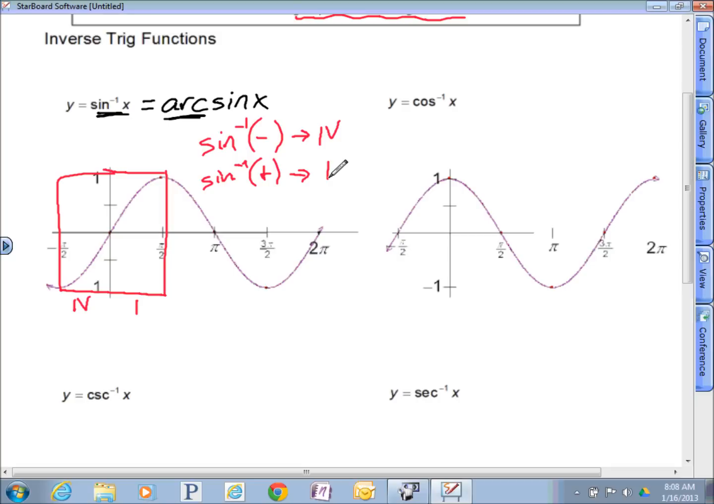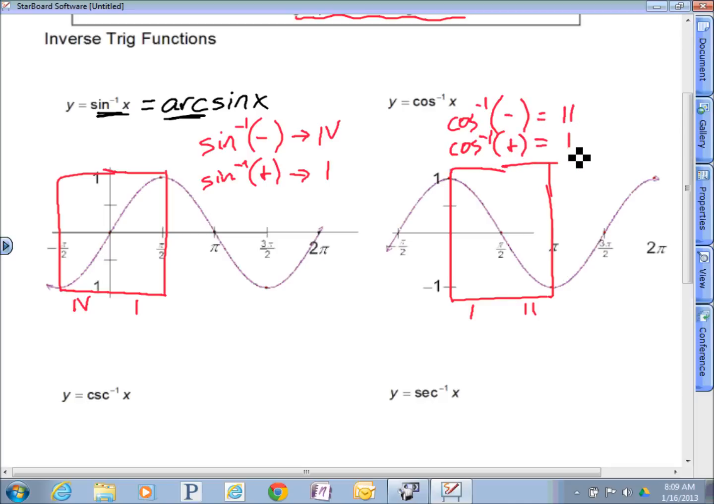With cosine, if we do the same thing, we don't want quadrants 4 and 1 this time because we wouldn't have any negative y values. So this time we limit the domain for cosine to go from 0 to pi. The 0 to pi over 2 radians would be quadrant 1, and pi over 2 to pi radians would be quadrant 2. So when we look at arc cosine, or cosine inverse, cosine inverse of a negative number is going to put us in quadrant 2. Cosine inverse of a positive number is going to put us in quadrant 1.